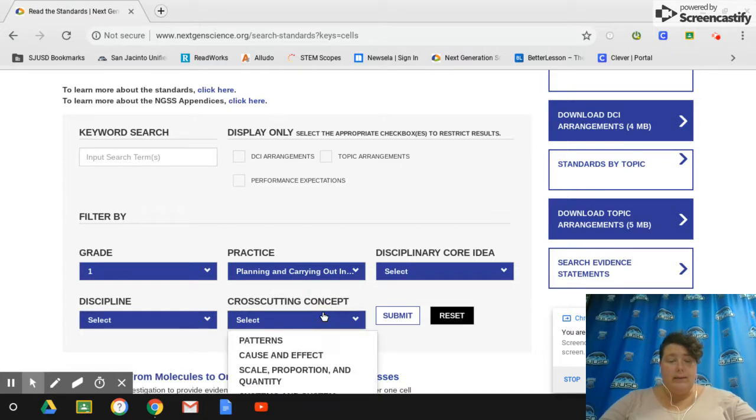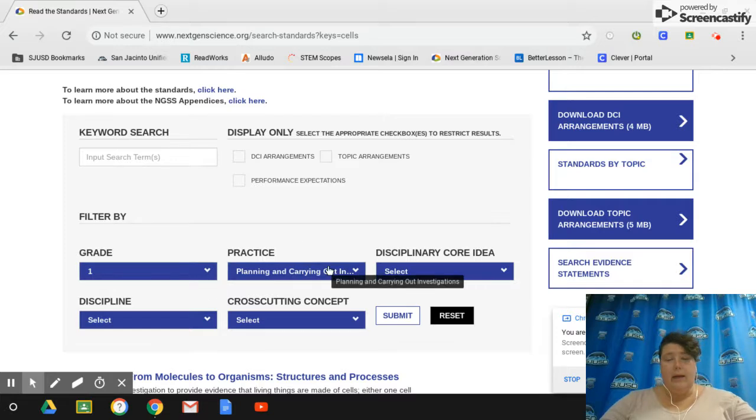or I could go by cross-cutting concept. Say I have students who are looking at different patterns. They're looking at the cycles of the moon, the cycles of the tides, and seeing if those patterns connect. Those are two different science groupings or topics, but they both have patterns when you think about how to understand the content. So they both will be under this cross-cutting concept of patterns and so forth. You have cause and effect, scale, proportion, and quantity, and so on. So let's just go ahead and continue with first grade, planning and carrying out an investigation. So I hit submit.